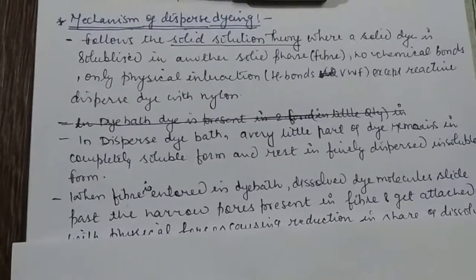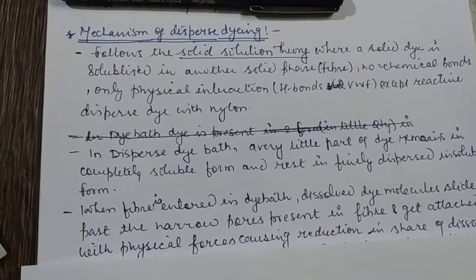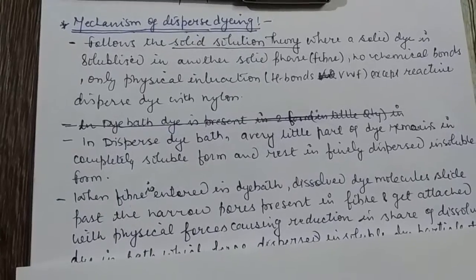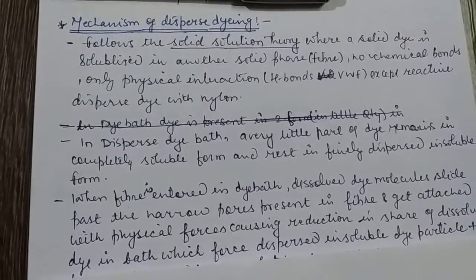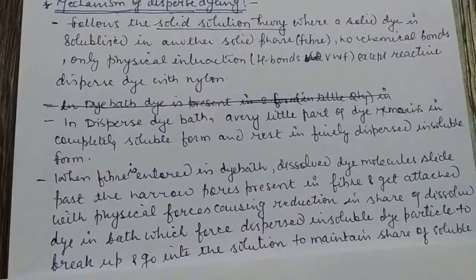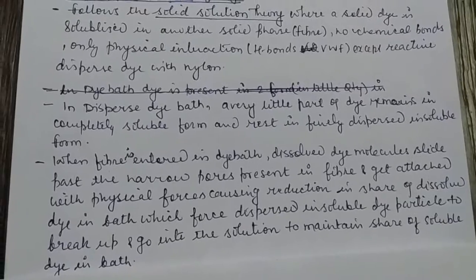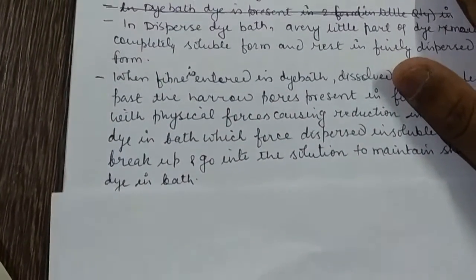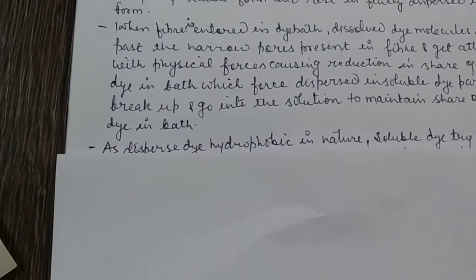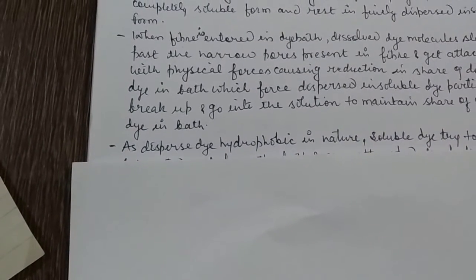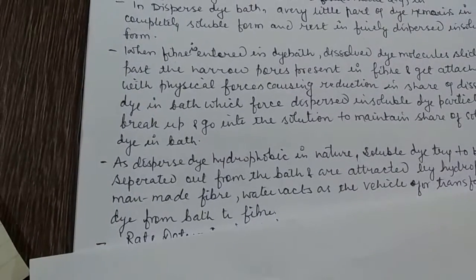So when fiber or fabric is entered in the dye bath, the dissolved dye molecules slide past narrow pore present in fiber and get attached with physical force, causing reduction in share of dissolved dye in bath, which force dispersed insoluble dye particle to break up and go into the solution to maintain share of soluble dye in bath. It means when fabric is entered in dye bath, it take up dissolved dispersed dye on its surface and simultaneously finely dispersed dye in dye bath will convert into soluble form.